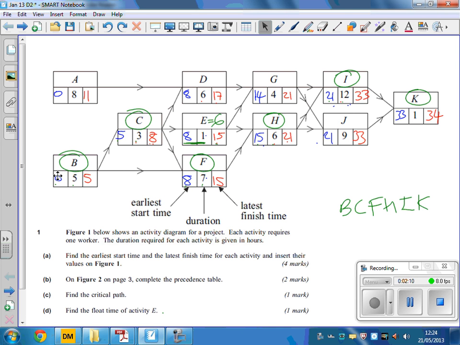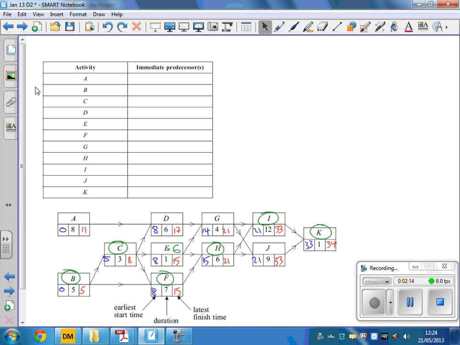Then something we haven't been asked before is to actually just say with the precedence table. We quite often work the other way here, but having a look at this table, what happens before A or B? Well, nothing. What happens before C? Well, it's just B. What happens before D? Well, that's A and C. What happens before E? That's just C. What happens before F is C and B. What happens before G is D and E.